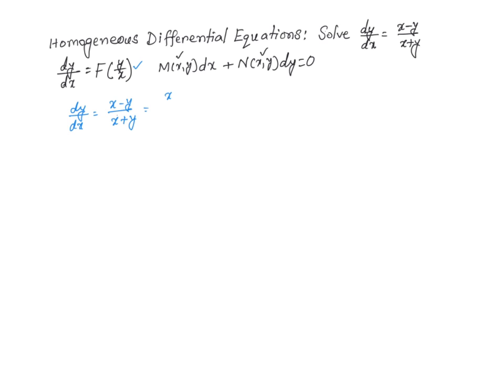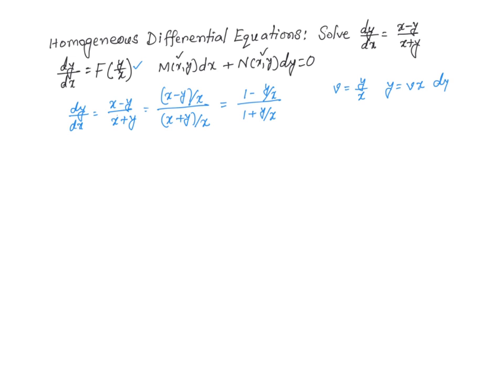So what we're going to get is x minus y divided by x, and x plus y divided by x. And if I did that, I'm going to get (1 minus y over x) divided by (1 plus y over x). Now I'm going to make a substitution. So the substitution is going to be, let's say, v is equal to y over x. That gives me y is equal to v times x.